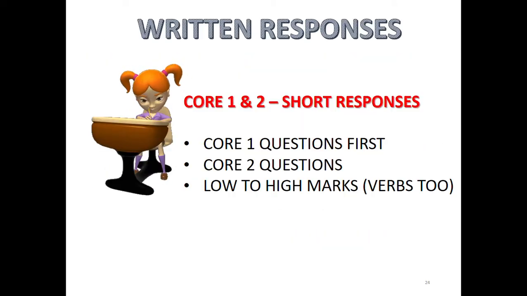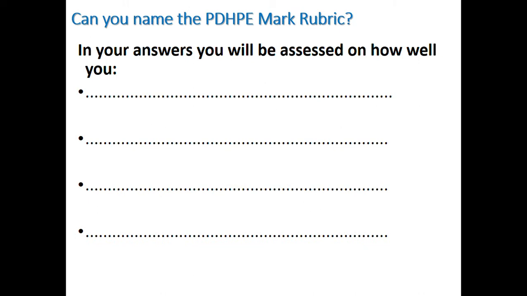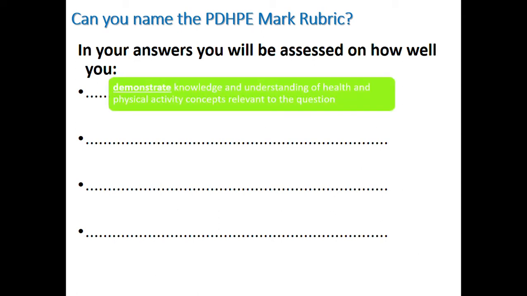Okay, with Core 1 and Core 2, you always have Core 1 questions come first, and then Core 2 questions will come after that. Okay, and again, it's up to you how you want to answer them, and they'll also go from low to high verb. So at the very top of the page on the paper, it actually says you will be assessed on how well you do what. Okay, and they are demonstrate knowledge and understanding. Okay, so how well do you actually show the knowledge, but also that you understand the concepts that you're actually talking about?